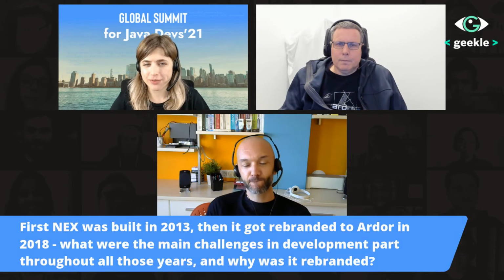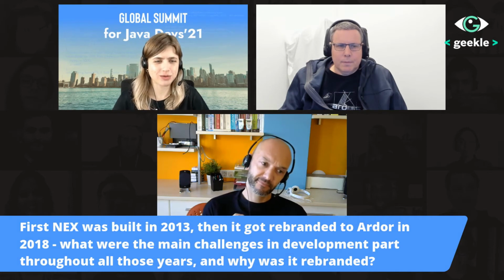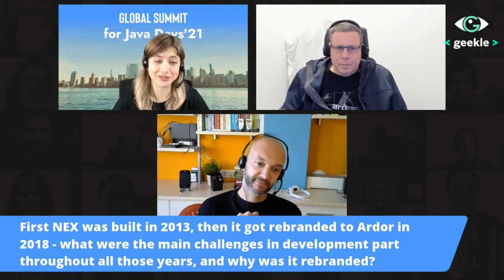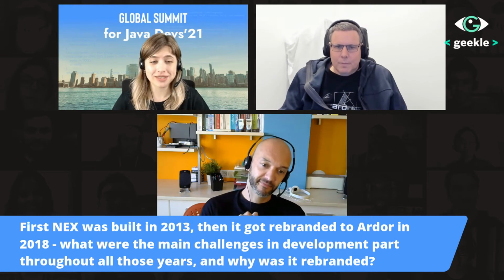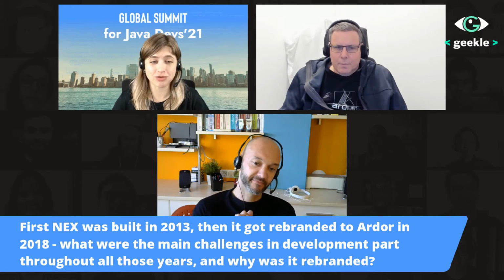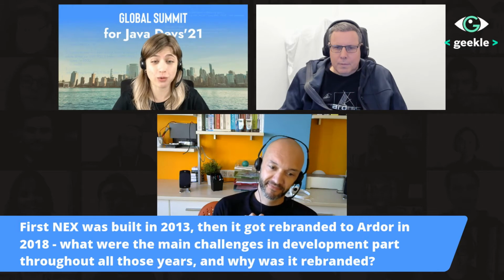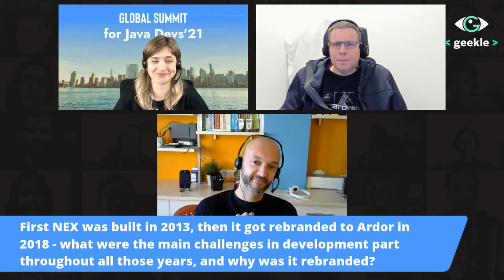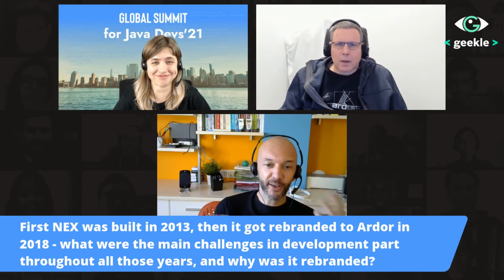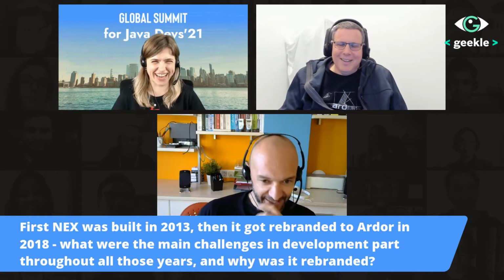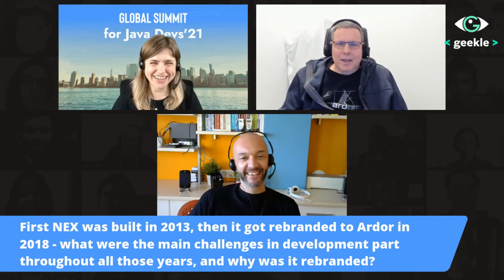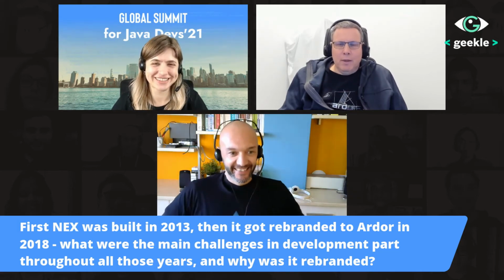Okay, great. And we have the next question. So, Next was built in 2013, then it got rebranded to Ardor in 2018. What were the main challenges in development throughout all those years, and why was it rebranded? Okay. Lior was there, so it's better than me to answer that. It's not rebranding.